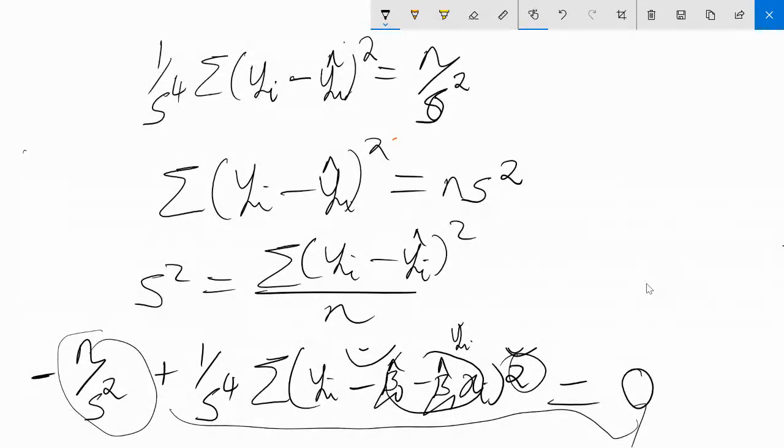And you know from stage 2 that the expected value of s squared, where we are dividing by n, not n minus 1, is biased. You know this from stage 2. But I'm going to cover that.